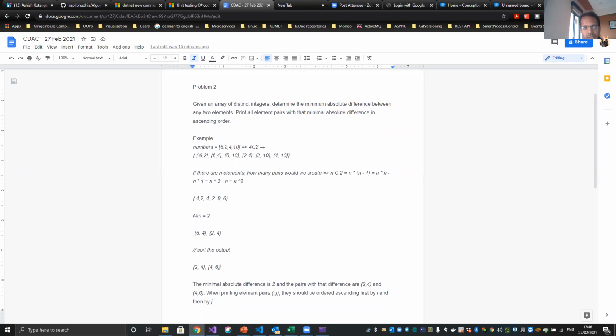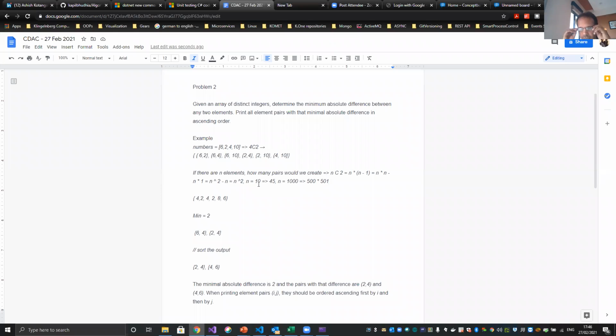So imagine that you have an input of 10. So if n is 10, then how many pairs would we be generating? We'll be generating 10 times 9 divided by 2, so 45 pairs. And if n becomes 1000, then this is 500 times 999. It's a huge number, right?